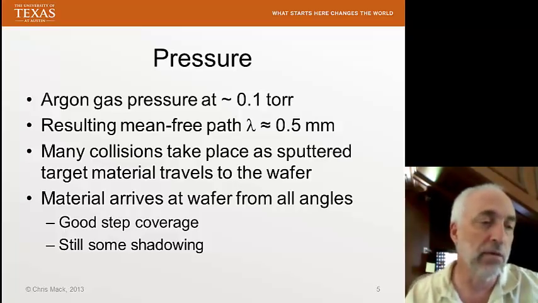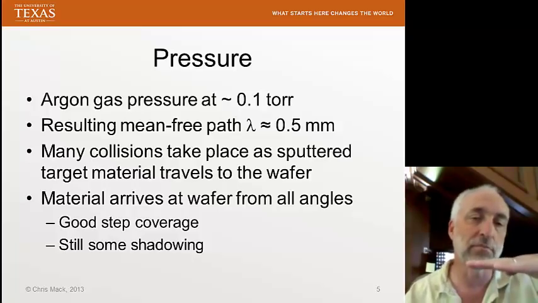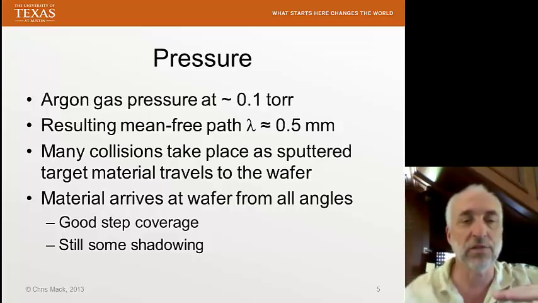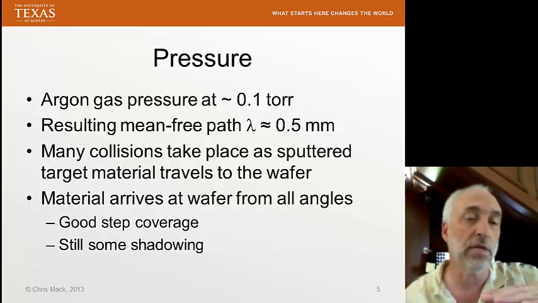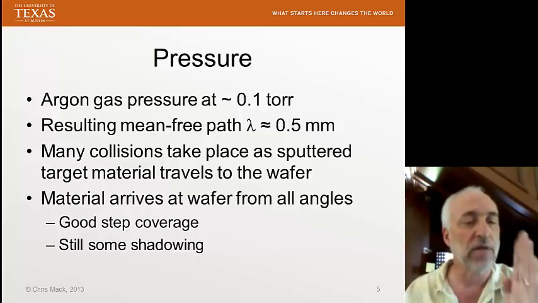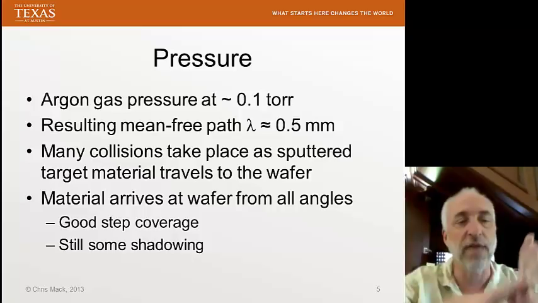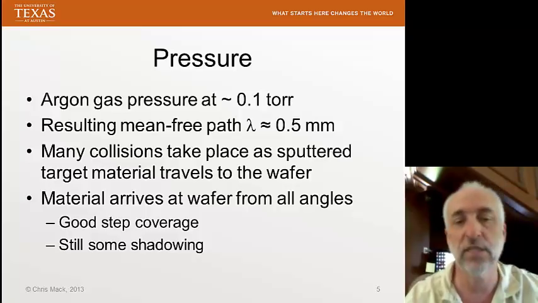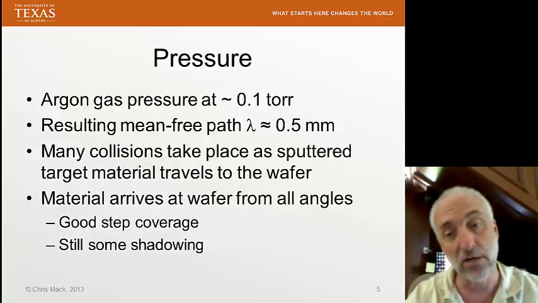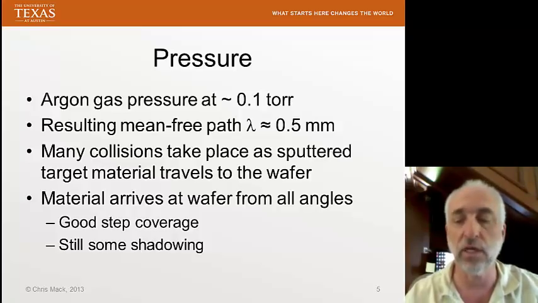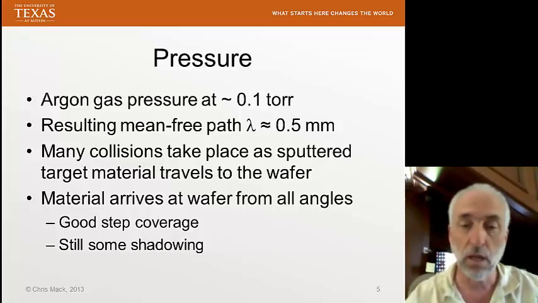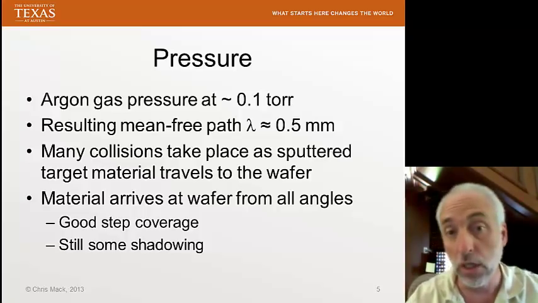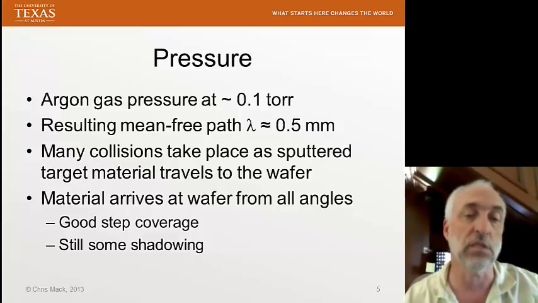There's still some shadowing. A flat place on the wafer will see a range of angles from plus to minus 90 degrees, a total of 180 degrees. But a sidewall will only see half of that range of angles hitting the sidewall. As a result, we still don't get perfect step coverage. We still get some shadowing, but it's better than evaporation, a line of sight style of deposition. And the key is the pressure being large enough to make the mean free path small compared to the target to wafer distance.